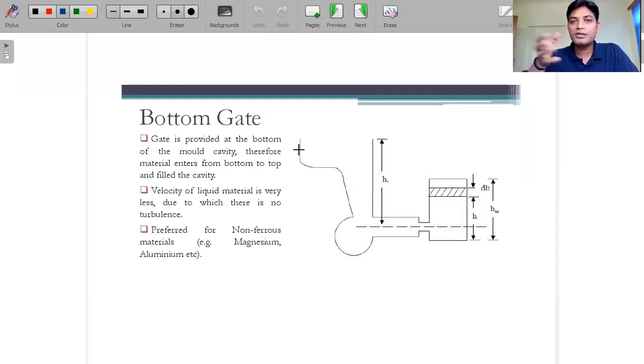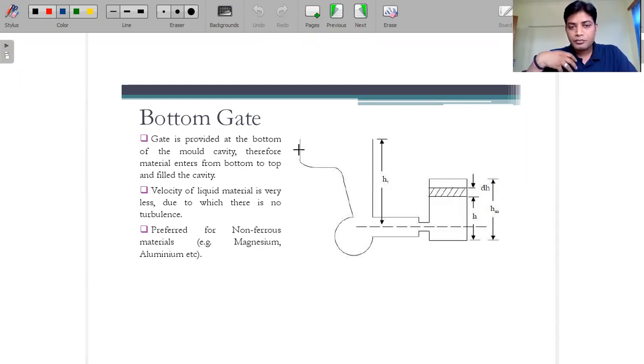But here, as we are pouring molten material, there are no separate forces required. So the designing of the gating system means how much, whenever we are using different types of gates, like top gate, bottom gate, and parting line gate.